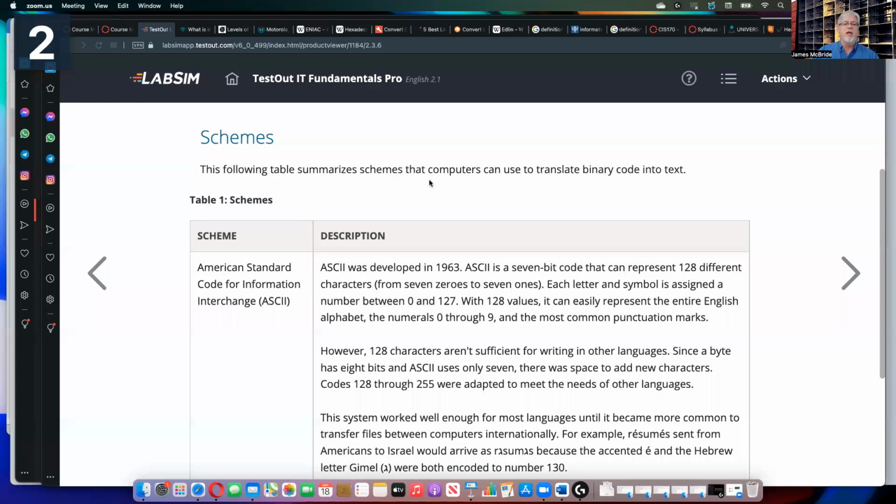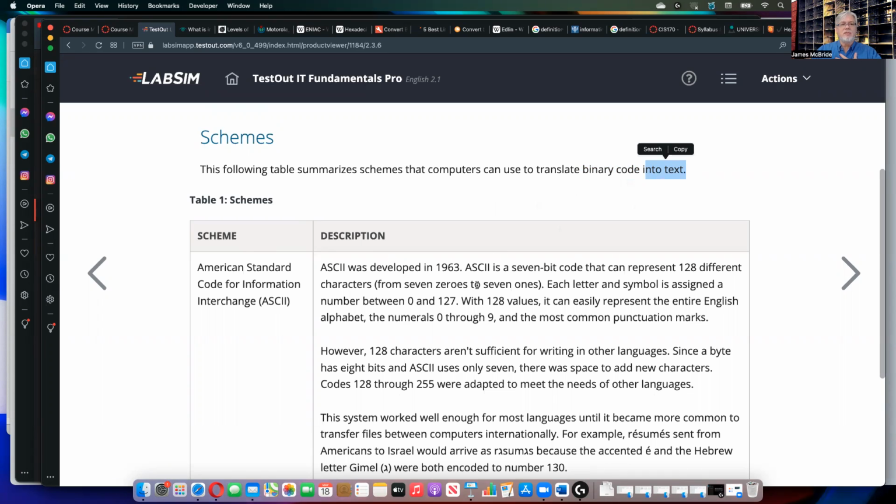Okay, let's look at some data representation facts, or as they say, schemes. That sounds like something nefarious is going on, but what they mean is what are the different ways or schemes that we have in place to represent binary? The computer needs to see binary. What's the process for turning that into some text? How's that going to happen for us?